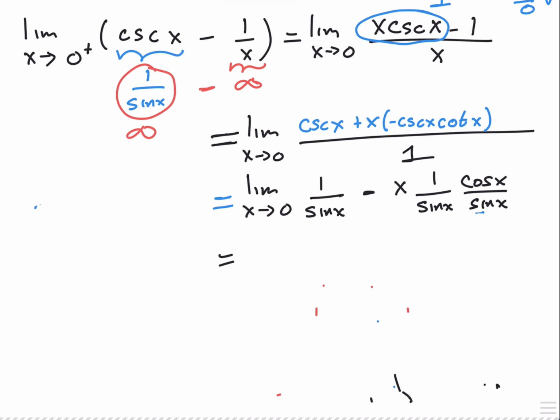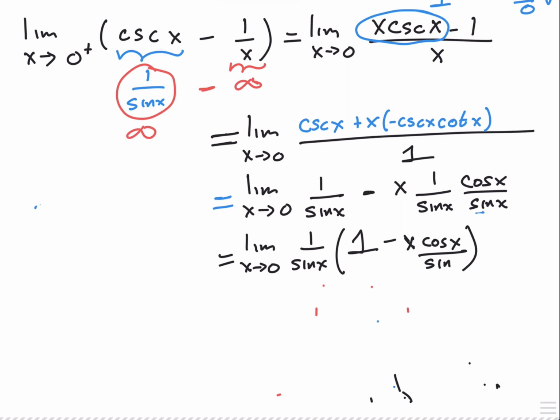What do you guys think? Well, we have to be able to do something. Okay, how about, what do you guys see? Do you guys see anything that we can do? Factor out the 1 over sine x. That is an option. Let's do that. Okay, good idea. Now, what would I have left over inside then? 1 minus x cosine x over sine x.